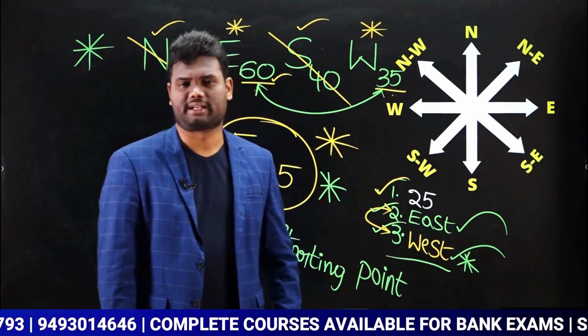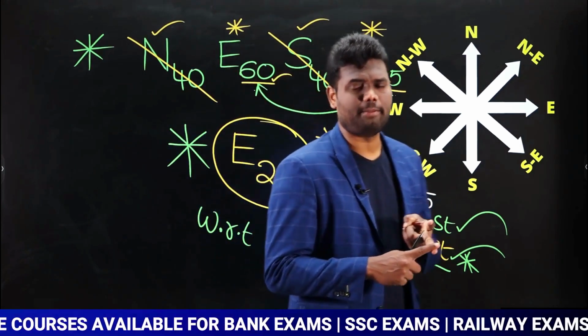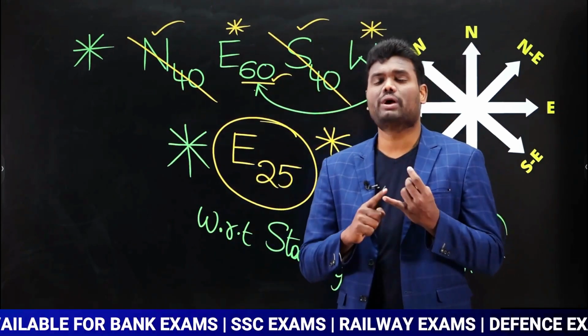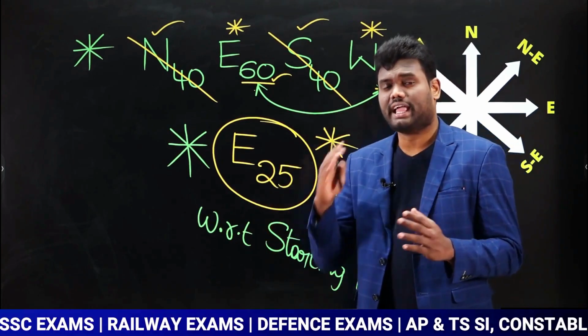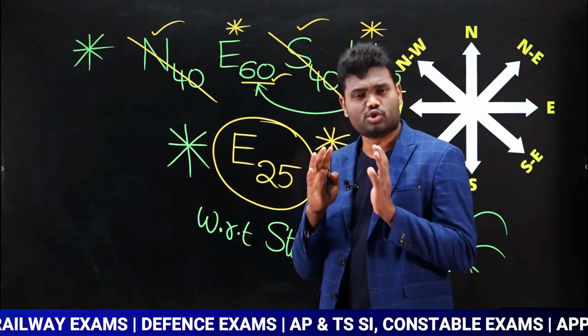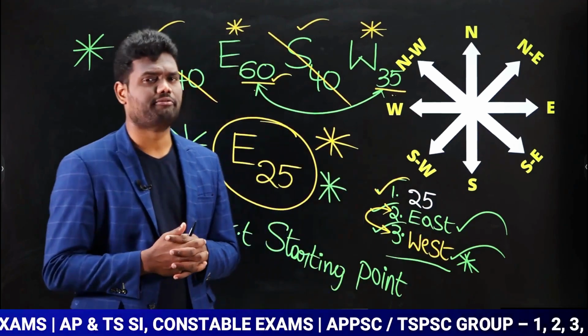Opposite, you have to subtract it. Same means north is same, south is same, east is same, west is same. Opposite means north opposite is south, east opposite is west. So once you know this terminology, then obviously solving these questions will be very simple.